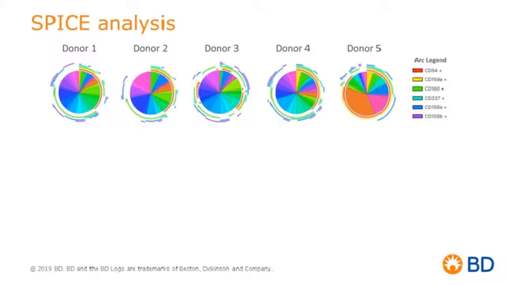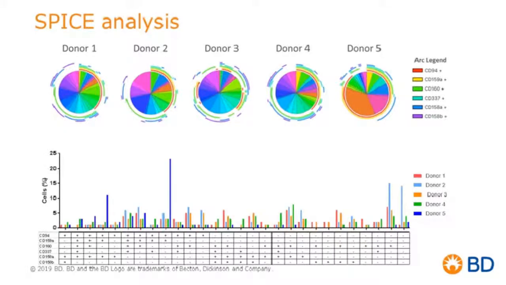And you can really visually assess here how different and unique each donor is, thanks to the ability to analyze all these markers simultaneously. We can also quantify these, and you can really now see all the different combinations of different markers that we have at the bottom, and see the different distribution across donors.